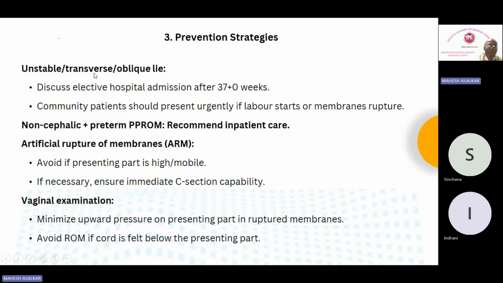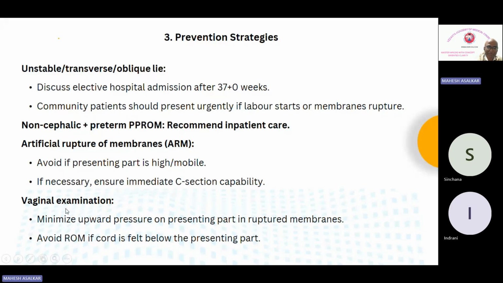Then, what are the prevention strategies? Especially when you have an unstable, transverse or oblique lie, discuss elective hospital admission after 37 weeks of gestation. In the community, the patient should be instructed to report once labor starts or the membranes rupture. If it is a non-cephalic presentation with preterm premature rupture of membranes, recommend inpatient care. And when you do ARM, avoid it, especially when the presenting part is high or mobile, and if necessary, ensure immediate cesarean section availability.